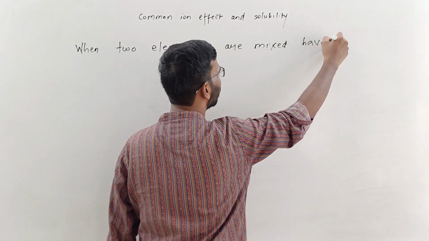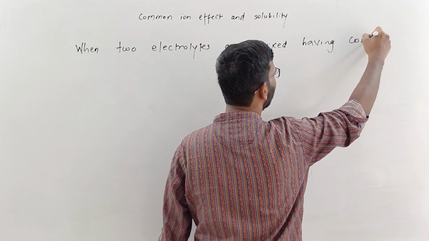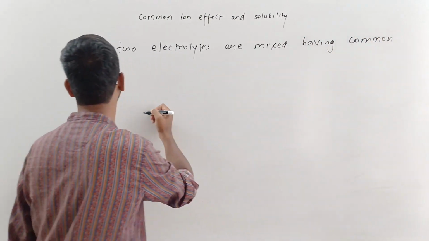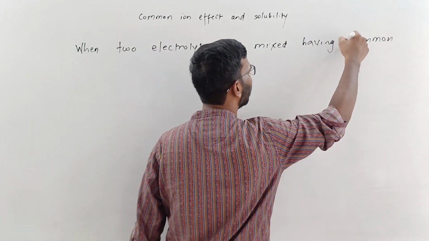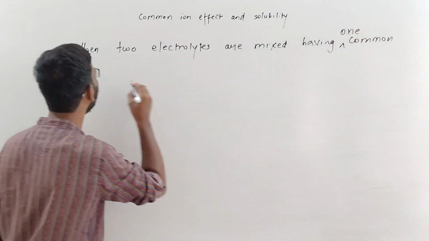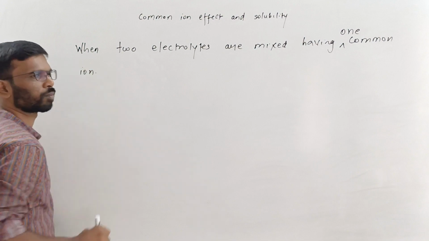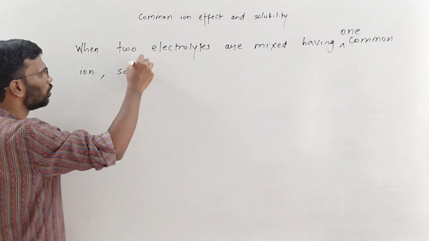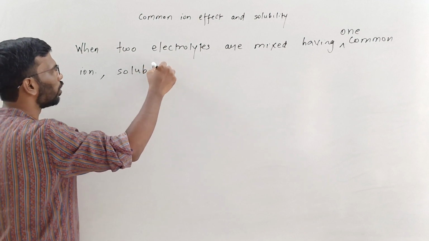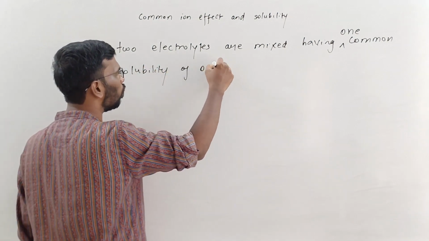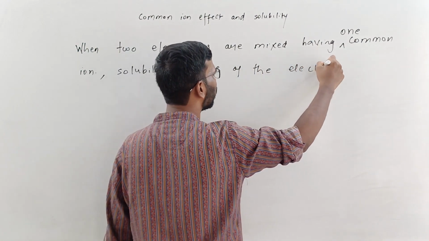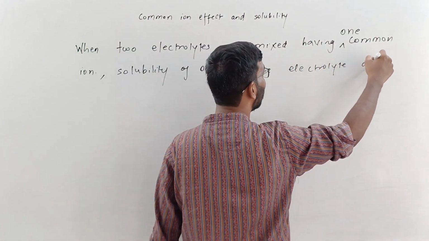having one common ion, the solubility of one of the electrolytes decreases.